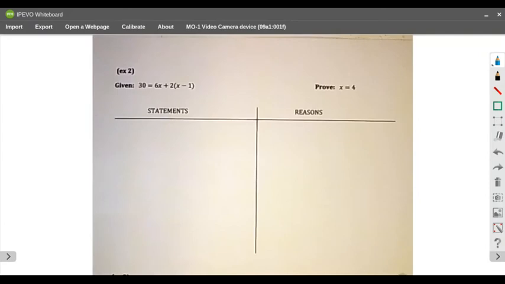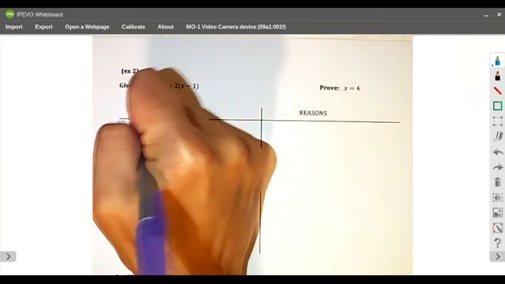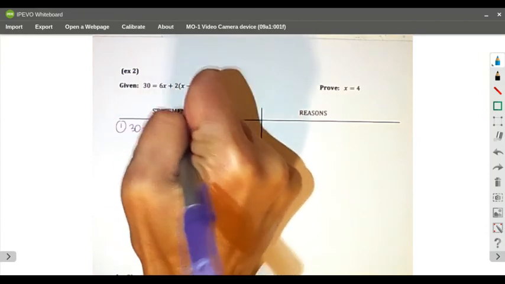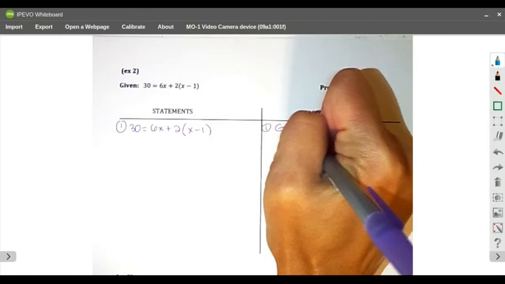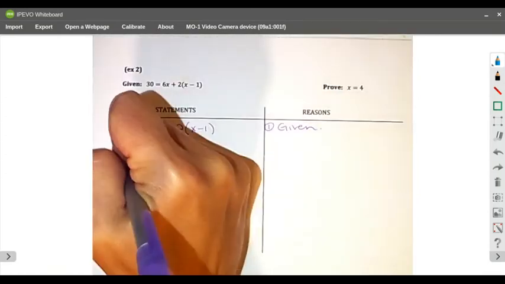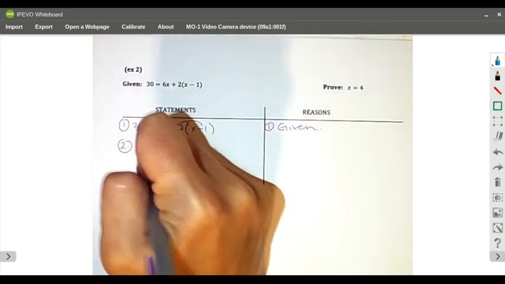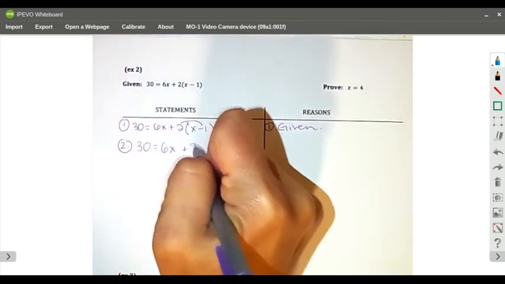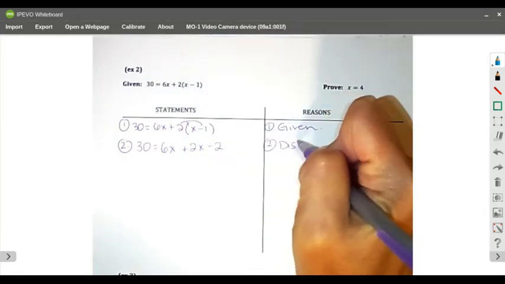Let's take a look at number 2. So again, we have a given and a proof. So I'm going to restate the given. Okay, so the first thing that we would do here to solve this is the distributive property, right? We're going to distribute this 2. So this is going to be 30 equals 6x plus 2x minus 2. And that would just be the distributive property.